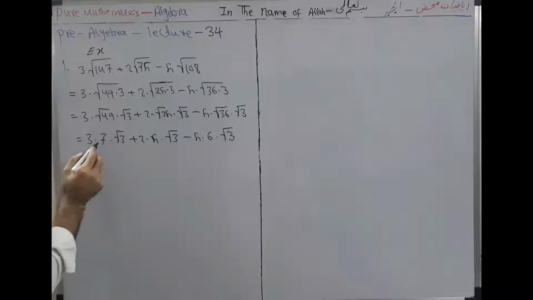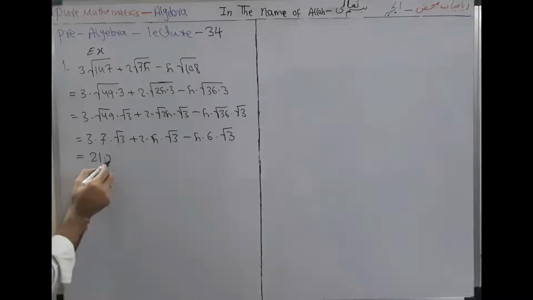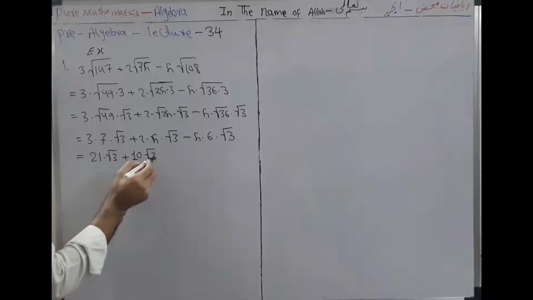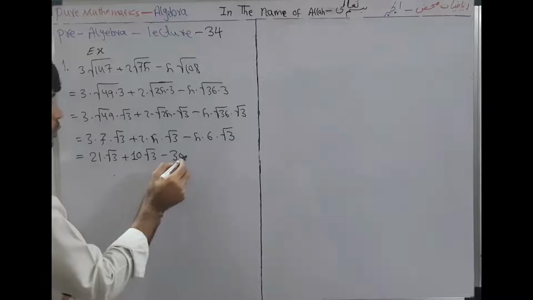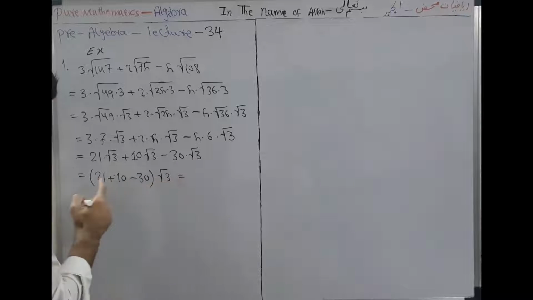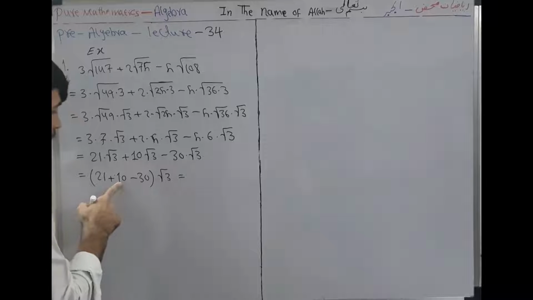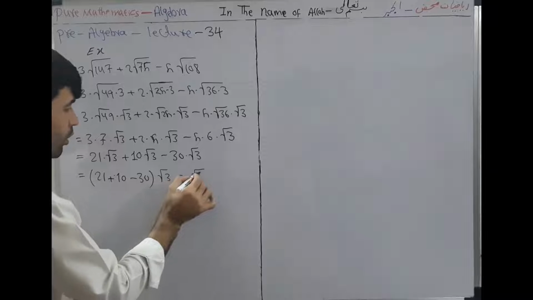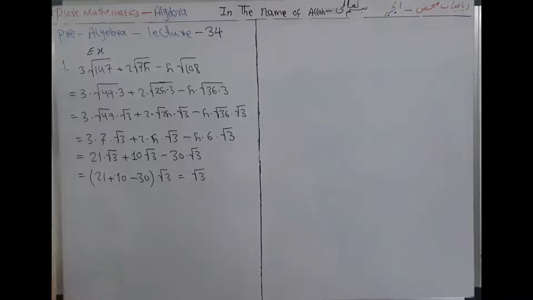It is equal to 3 multiplied by 7, 21 into square root of 3, plus 2 multiplied by 5, 10 into square root of 3, minus 5 multiplied by 6, 30 into square root of 3. It is equal to 21 plus 10 minus 30, whole into square root of 3. It is equal to 21 plus 10, 31 minus 30, 1 multiplied by square root of 3, which is equal to square root of 3. It was question 1 and the answer is square root of 3.